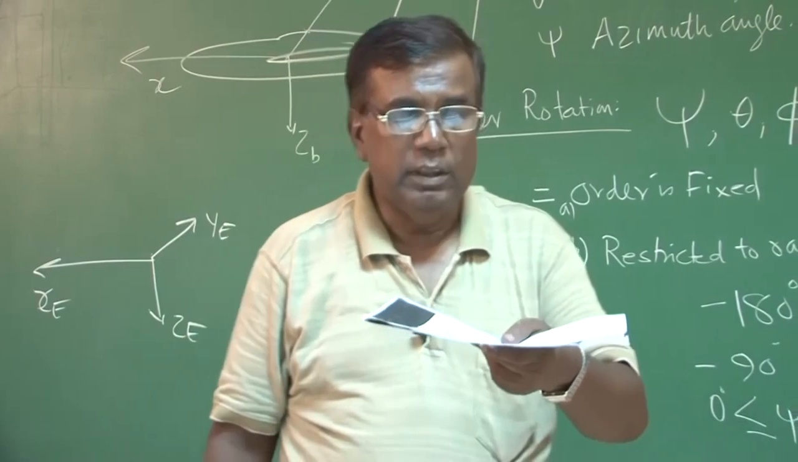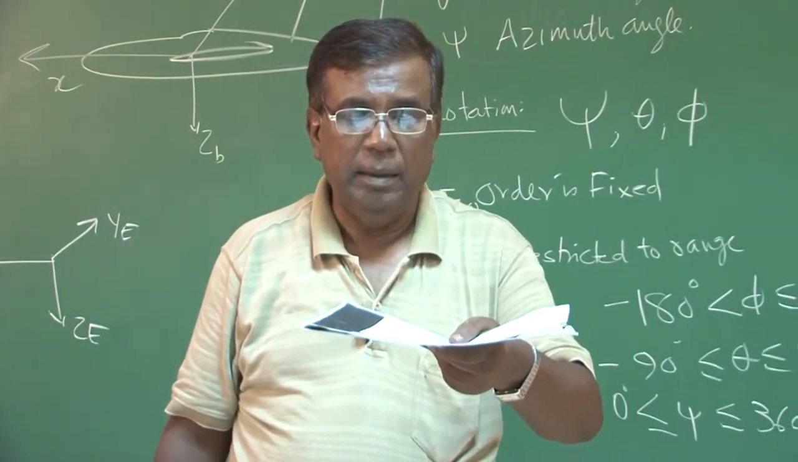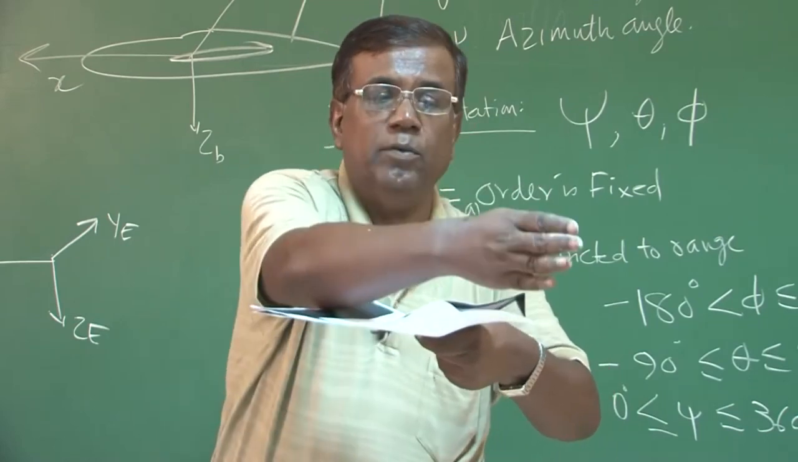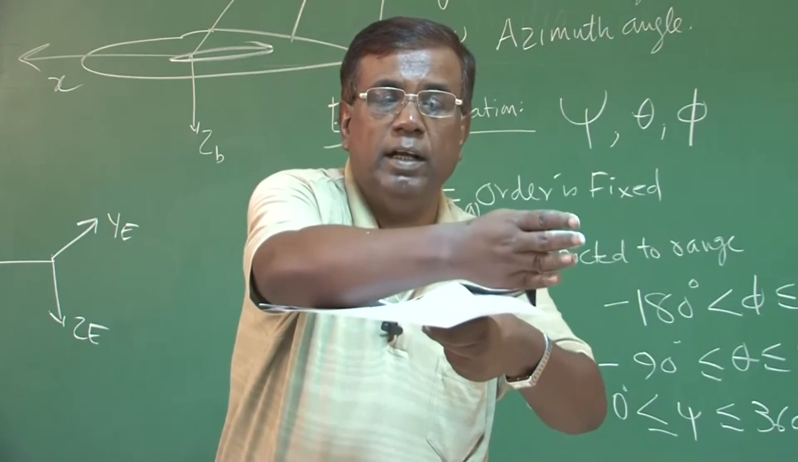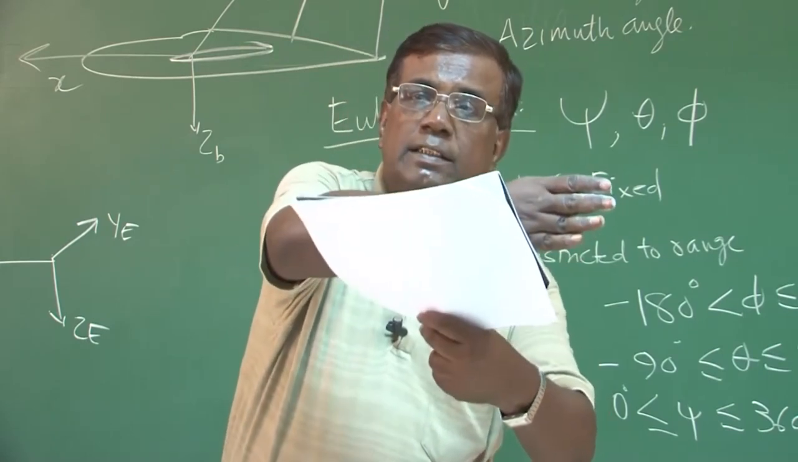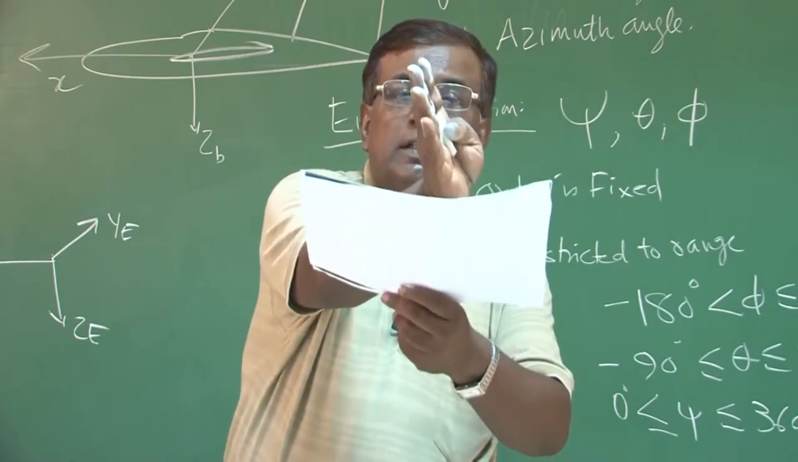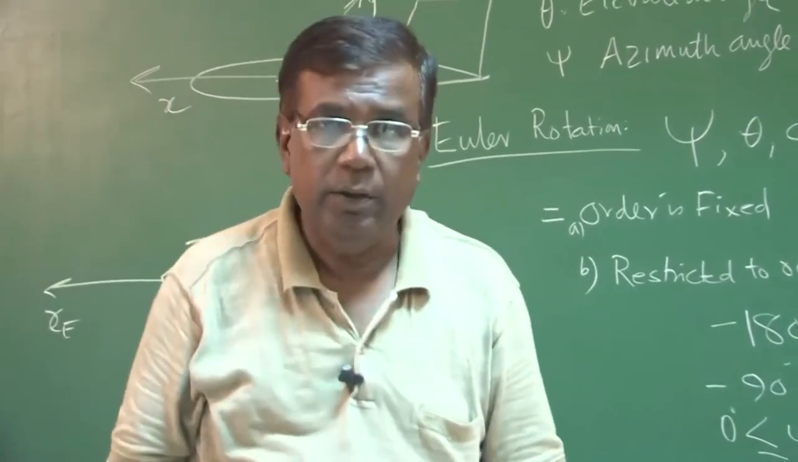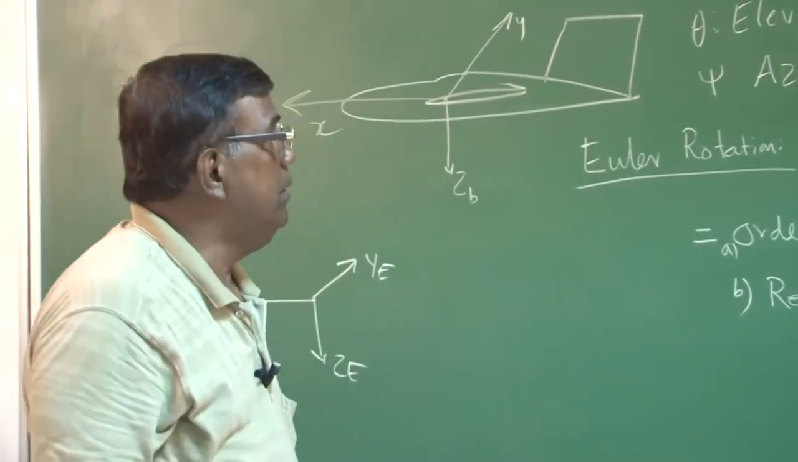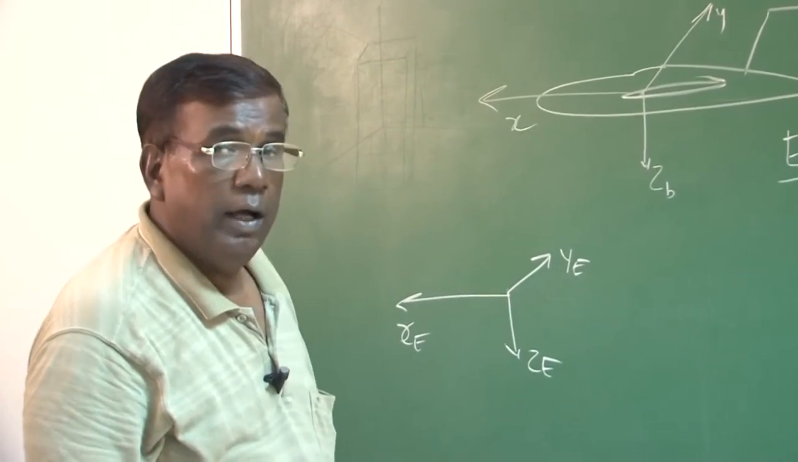Suppose this is the orientation I'm starting with. I'm giving a psi. Now this becomes y. Okay? Earlier y was like this. Now this becomes y. So theta is about this y axis. Okay? Similarly, phi will be about this axis. So they are different compared to the concept of roll, pitch and yaw angle.